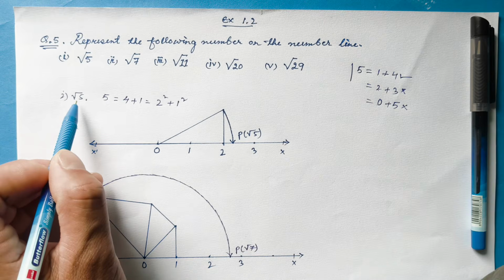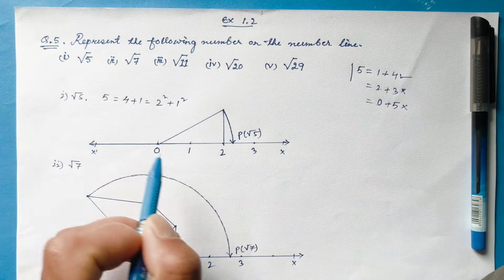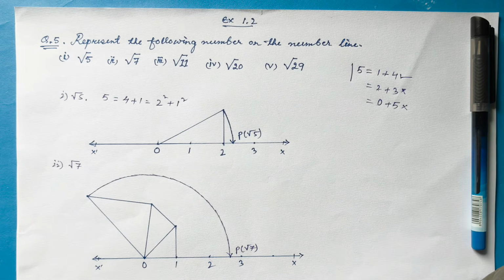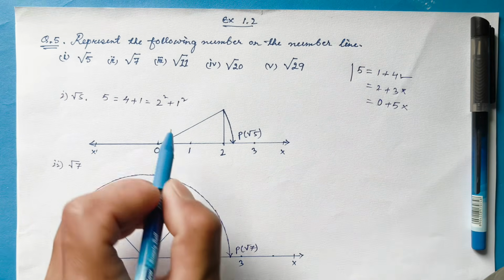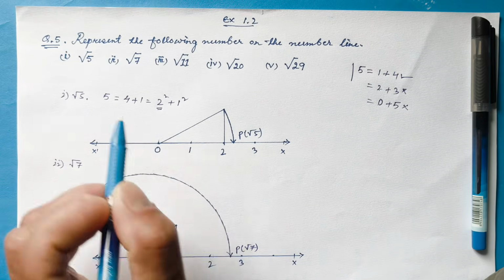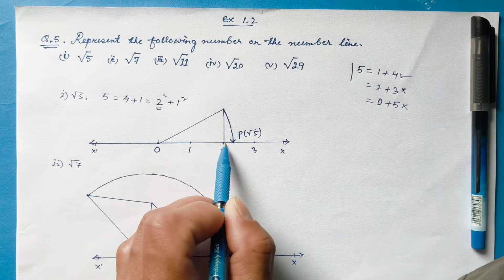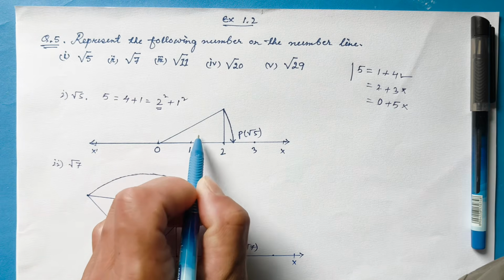Is this root 5 positive or negative? Positive. Positive means we have to write it on the right side of 0. The left side is negative, so we will take the right side. Now first we'll take 2 units: 0, 1, 2. This will be 2 units.